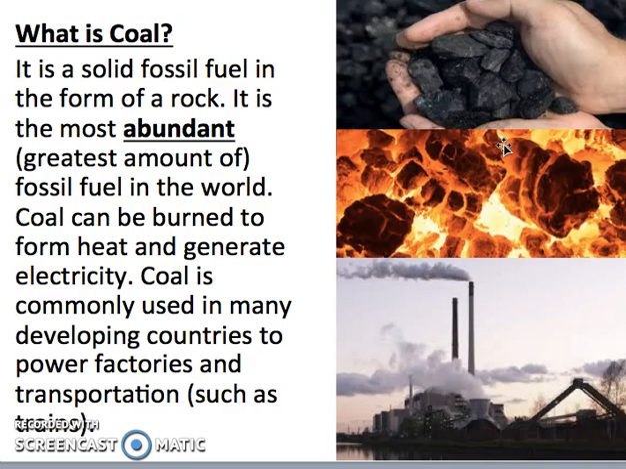Finally, let's talk about the last form of fossil fuel, which is coal. Coal is a solid. It's a solid form of a rock. This is what it looks like, and it's actually the most abundant or the greatest amount of fossil fuel in the whole world. You can burn coal to form heat and generate electricity, and it's really commonly used in many developing countries such as China to kind of power factories like this and to power transportation like trains. In the United States, we don't really use coal-powered trains anymore, but in some countries we still use coal to power trains and vehicles.